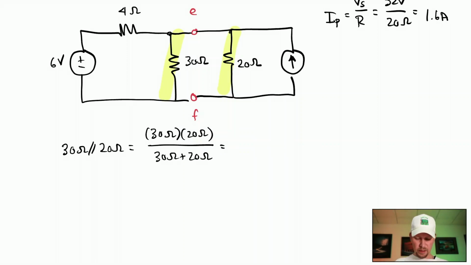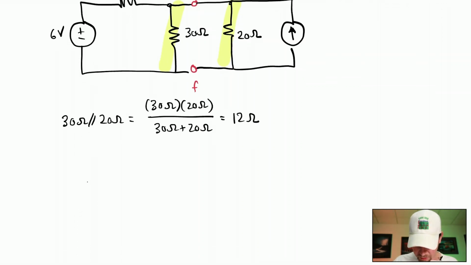And let me get my calculator to calculate this. So 30 times 20 divided by 50. This gives us, oh, this is a nice number. It's 12 ohms. So here, the above circuit, I can replace that with one equivalent resistor.